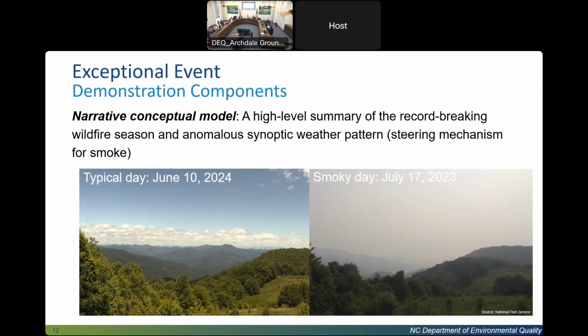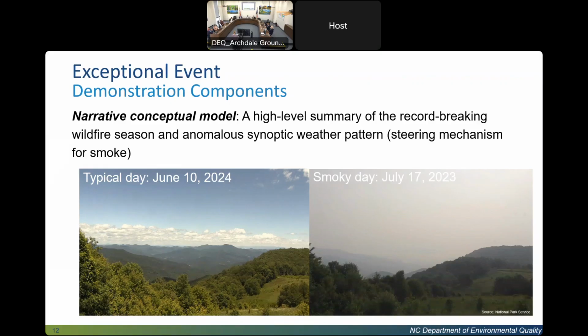So jumping into the components of the demonstration, first we needed to provide a narrative conceptual model. That's basically a high-level summary of the wildfire season, the anomalous weather pattern, which was the steering mechanism for the smoke. And so for that, for each of our events, we, for example, provided these pictures that were provided from the National Park Service.